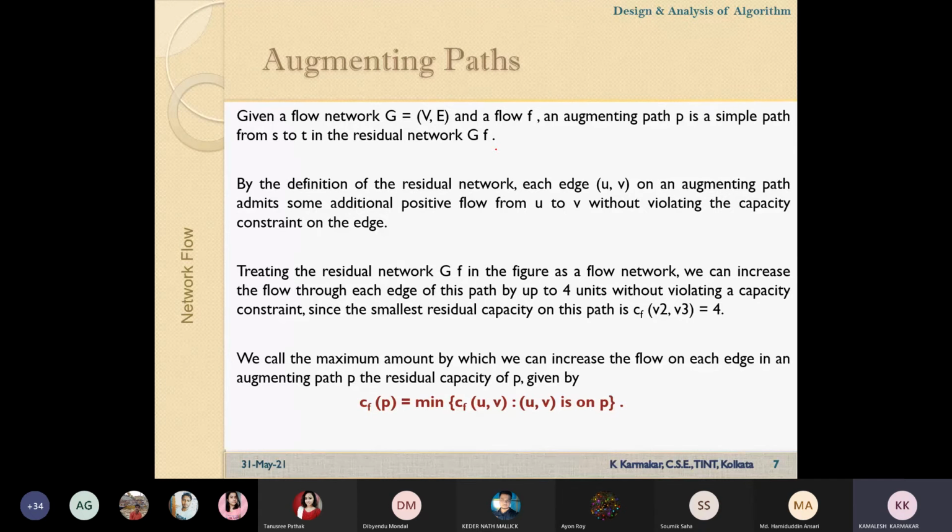After that, again you have to generate the residual graph and determine the augmented path. In that way, as long as you get an augmented path, you have to keep running this algorithm. When you don't have any augmented path, then the algorithm will stop. In that way the problem is solved.